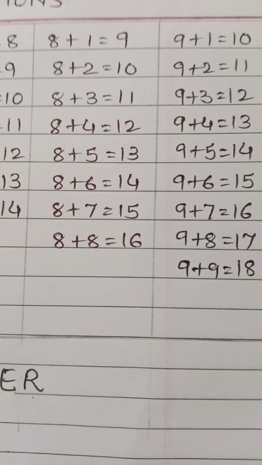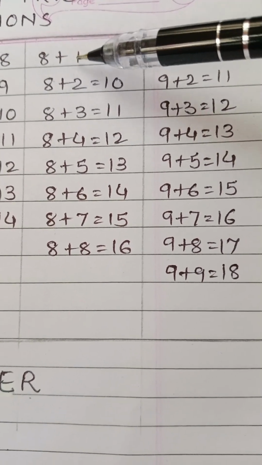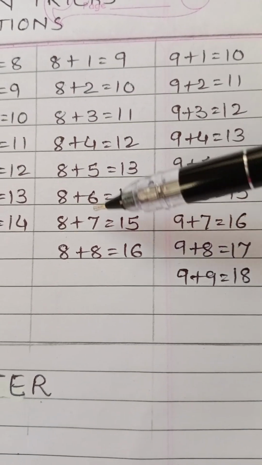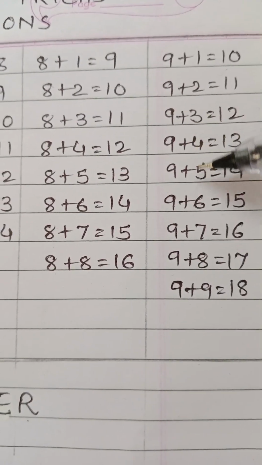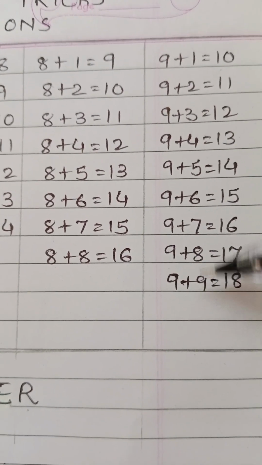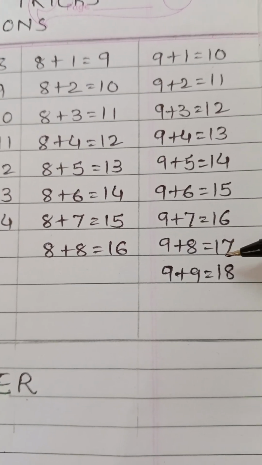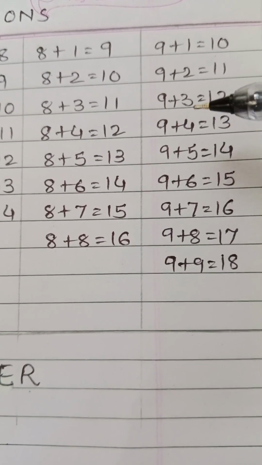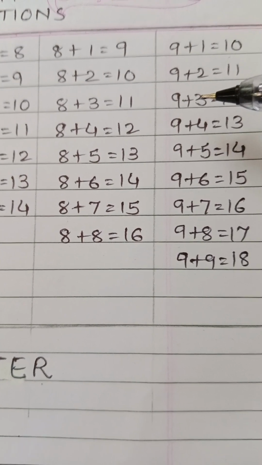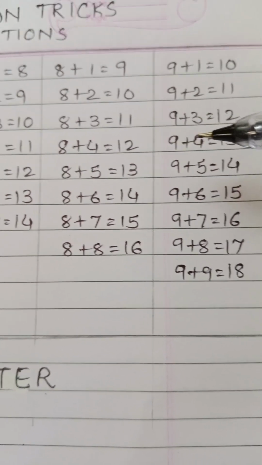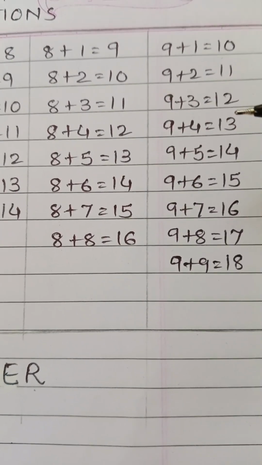And for 8 and 9, we have to do the same thing. In 8 also we will be adding 1, 2, 3, 4, 5 up to 8. And in 9 we will be adding 1, 2, 3, 4, 5 up to 9. And then we will just try to remember what the answer is for this kind of addition. What if you add 5 into 9? What if you add 9 and 6?